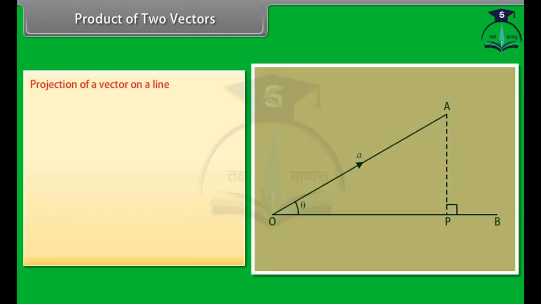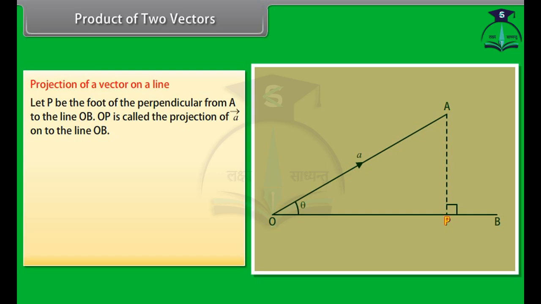Projection of a vector on a line. Let P be the foot of the perpendicular from A to the line OB. OP is called the projection of vector A on the line OB. Vector OP is equal to the magnitude of vector A times cos theta, where vector A is equal to vector OA and theta is angle AOP.